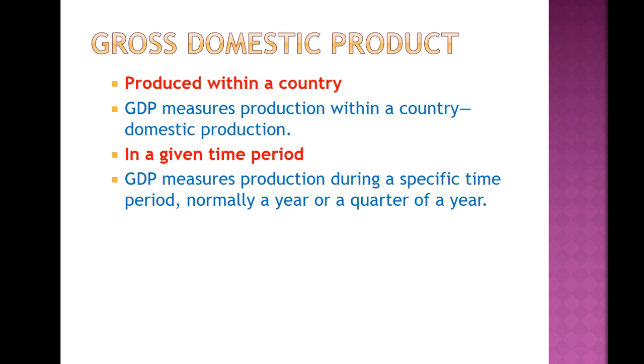So for our next 2, we said there were 4 parts to gross domestic product. The third is it has to be produced within a country. So GDP measures production within a country, or domestic production. And then the fourth one is in a given time period. GDP measures production during a specific time period, normally a year or a quarter of a year.